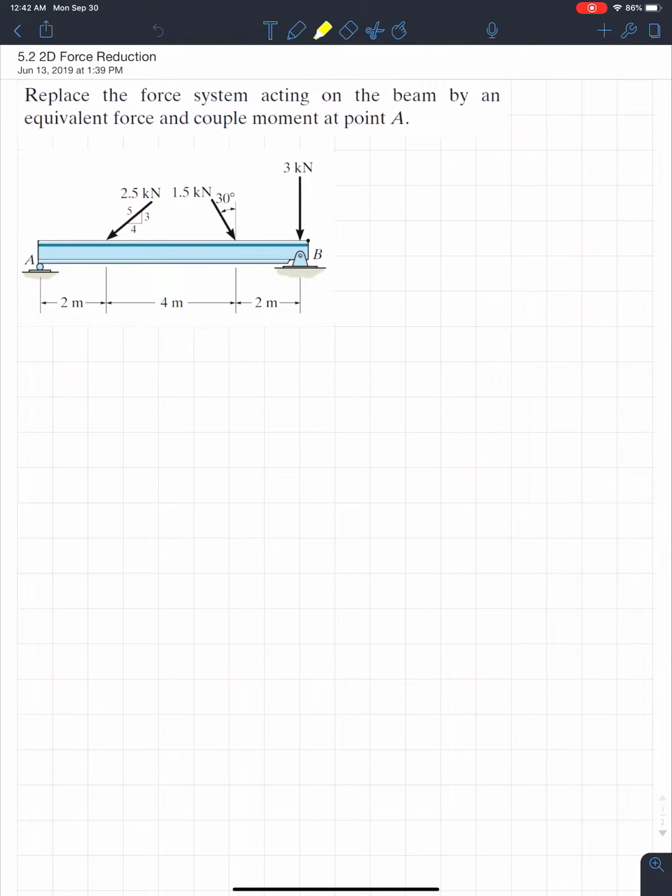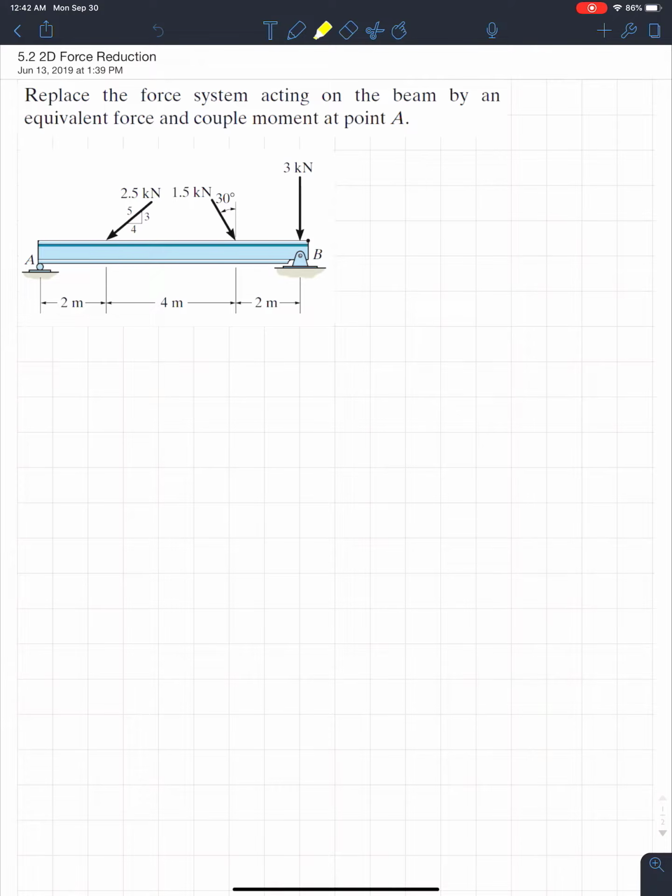In this tutorial, we're going to begin the concept of force reduction. What that really means is, say we have a body with a lot of forces acting on it. What we essentially want to do is take all those forces and replace them with one single force. It makes the analysis of whatever we're trying to analyze, say a beam, much simpler and easier, especially for computation. If you're using a computer, it's much quicker.